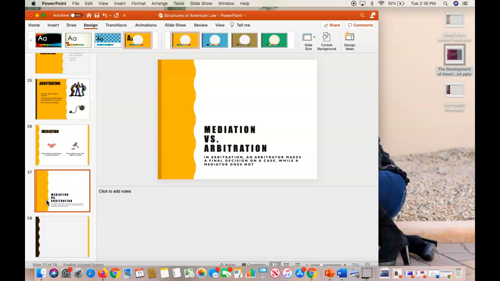In contrast, a mediator doesn't impose a final resolution on the disputing parties. The mediator acts as a middleman who facilitates discussions for possible settlements or resolutions and encourages the disputing parties to arrive at their own decision. When you think of a mediator, think of middleman, and no final decision is made.